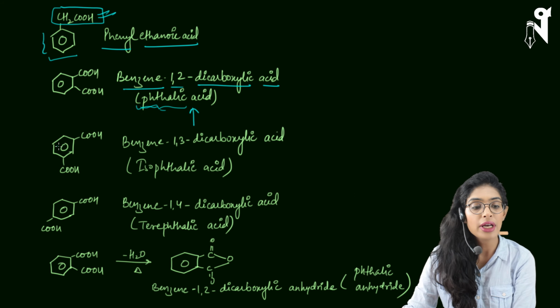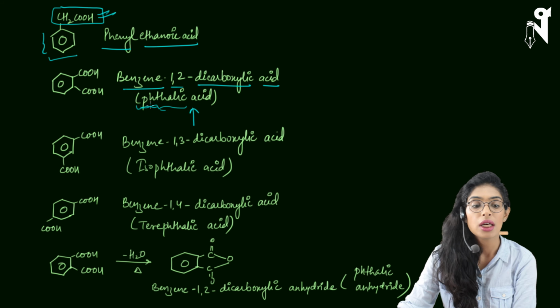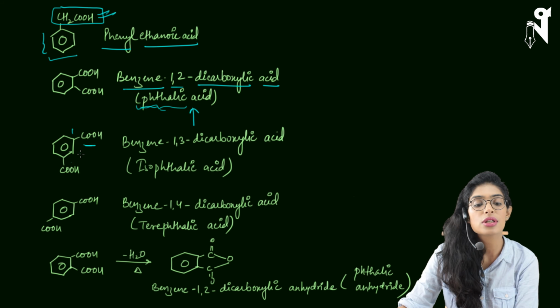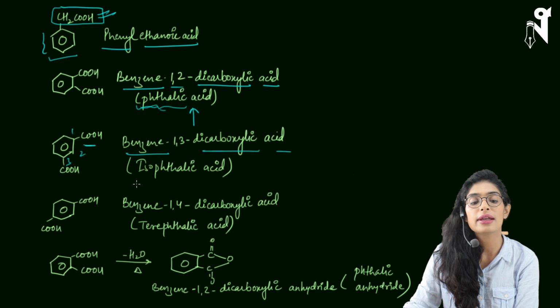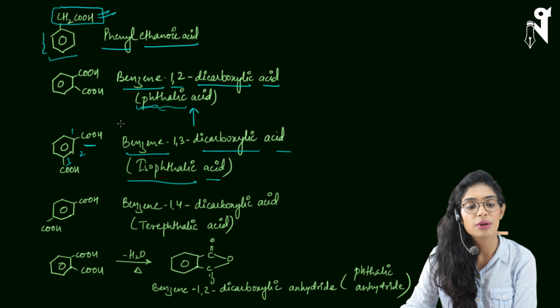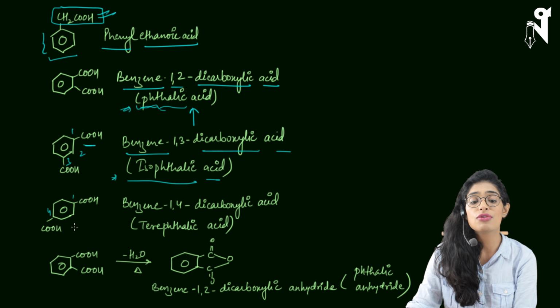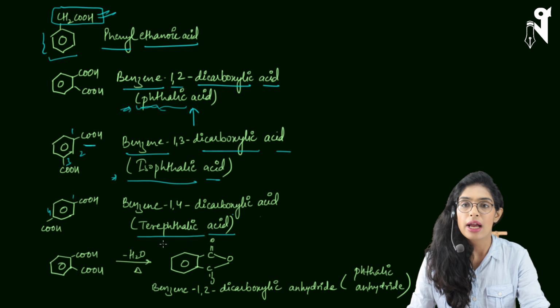Next, we have COOH again. Right now it is placed on the ortho position, whereas in this case the positioning of COOH is 1, 2 and 3. So positioning is 1, 3. So the name of the compound will be benzene 1, 3 dicarboxylic acid, and the common name for this is isophthalic acid. The ph is silent in the previous case also and in this case also. Next, another case is 1, 4. So benzene 1, 4 dicarboxylic acid will be called terephthalic acid.